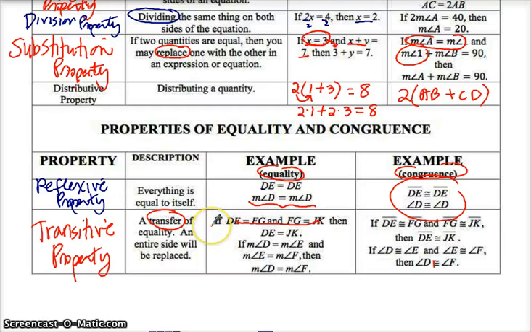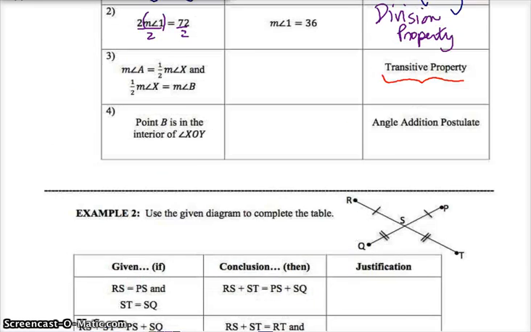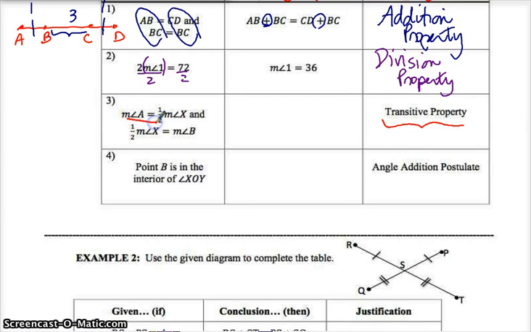The transitive property is if D equals E and E equals F, then we can substitute, and D will equal F. So let's go back and look here. If the measure of angle A equals 1/2 the measure of angle X, and 1/2 the measure of angle X equals the measure of angle B, then what can we do? We can conclude that the measure of angle A equals the measure of angle B. That is the transitive property. We transferred this information. So we replaced the 1/2 measure of angle X and set these equal to each other.